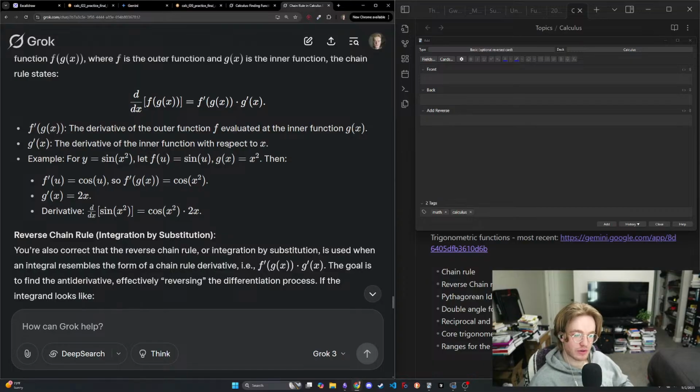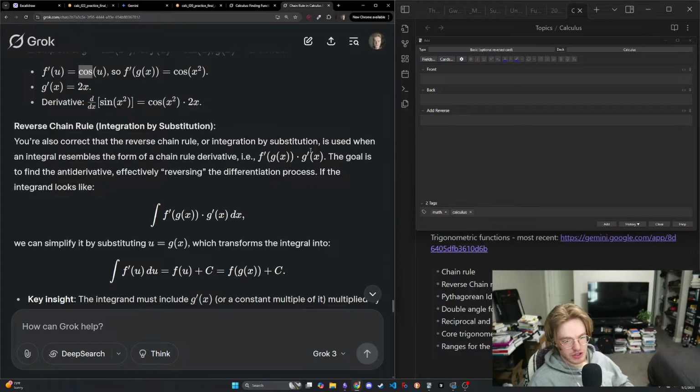Okay, and I think the sine has become cosine because of the power rule. Maybe. So the resulting derivative would be the cosine of x squared times 2x.